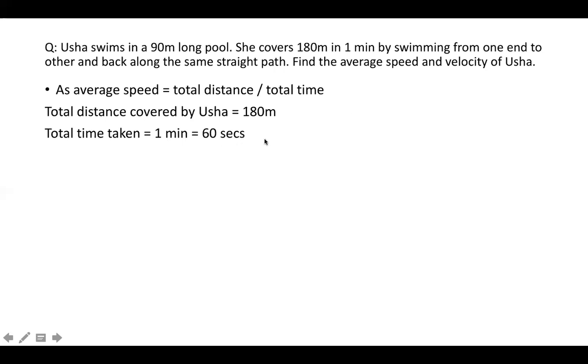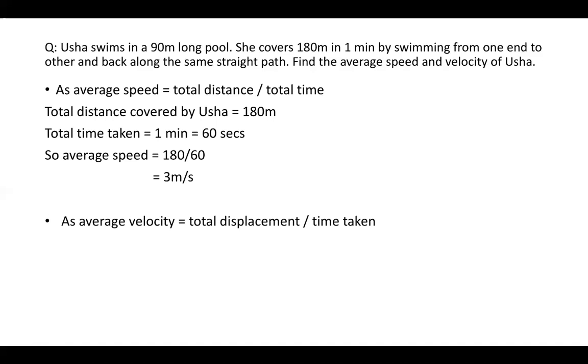You need to remember one thing. Always use either SI unit or higher unit. Don't mix and match the units of distance and time. If the distance is given in meter, time has to be in second. If distance is given in kilometer, take time in hour. So you need to convert the numbers or units accordingly. So when we substitute these values, average speed comes out to be 3 meter per second.